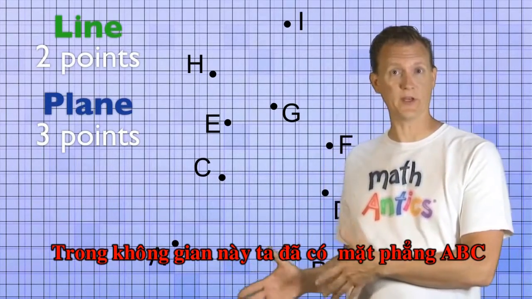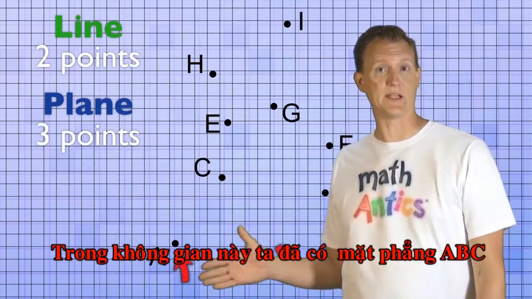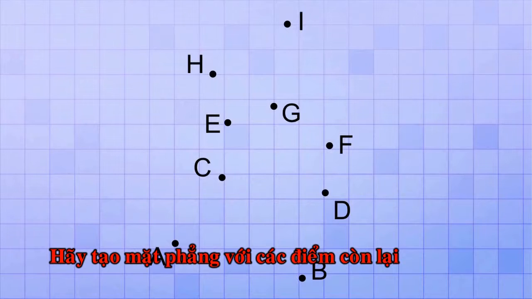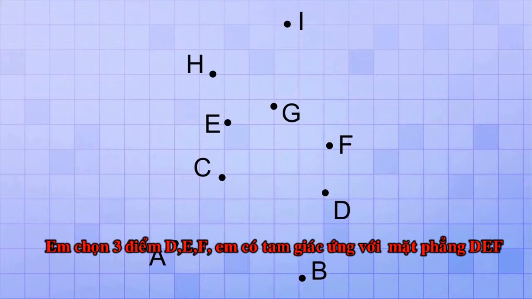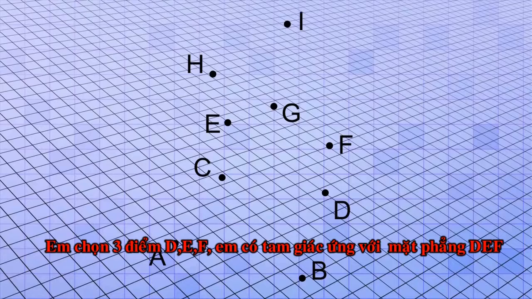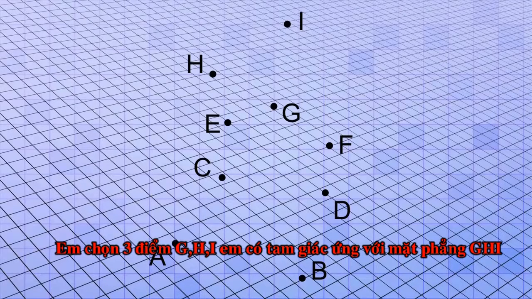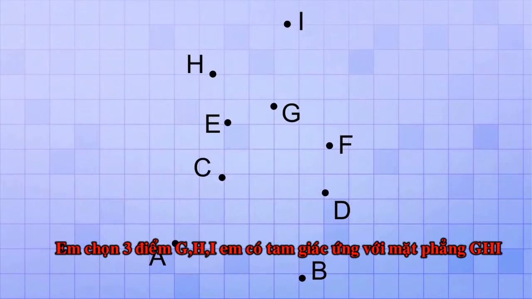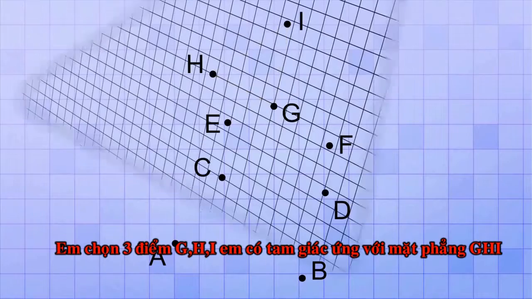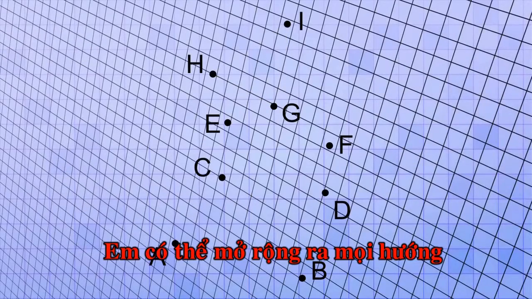And in the space we've been looking at, we already have plane ABC. So let's try making some other planes with the rest of the points. We can choose any three points that we want to. Let's join D, E, and F. Now we can see the triangle they form, and if we extend that flat triangle, we can see the plane that it defines. Let's try one more so the rest of the points don't feel left out. Let's join G, H, and I. There, now they form this triangle, a flat surface that forms this plane if we extend it in every direction.